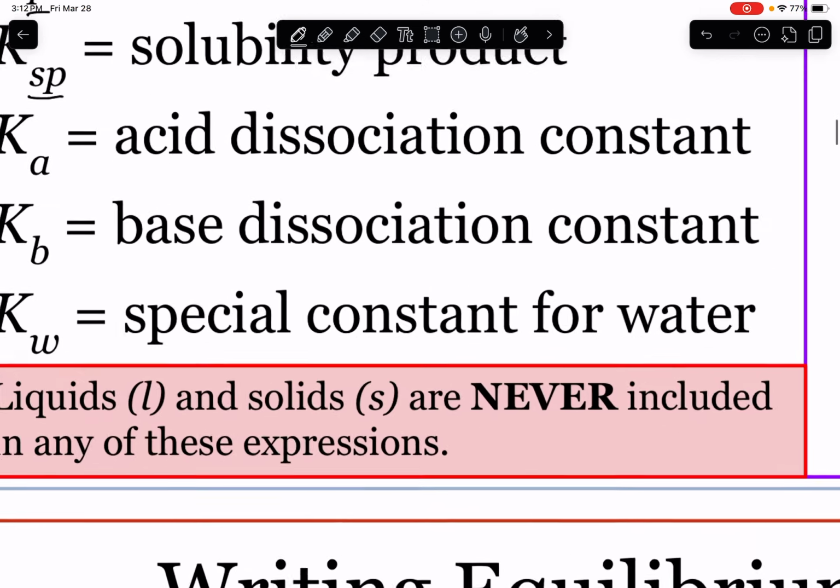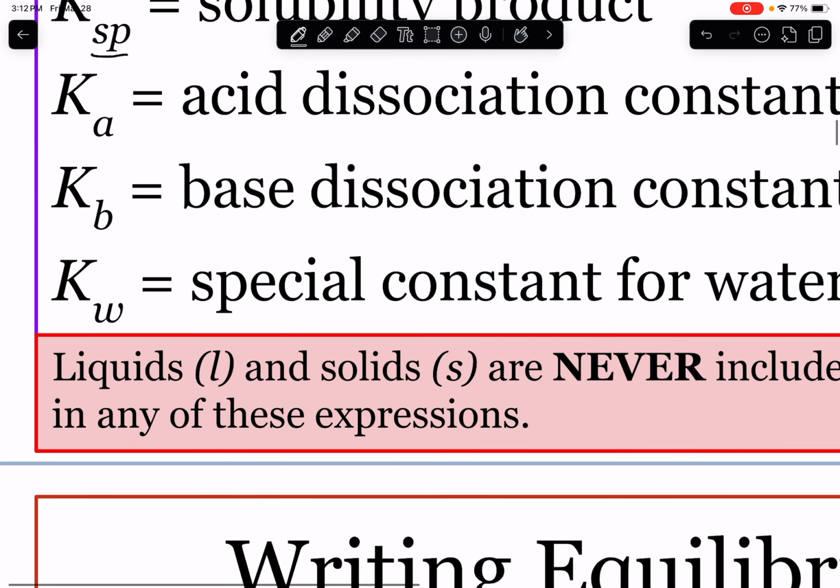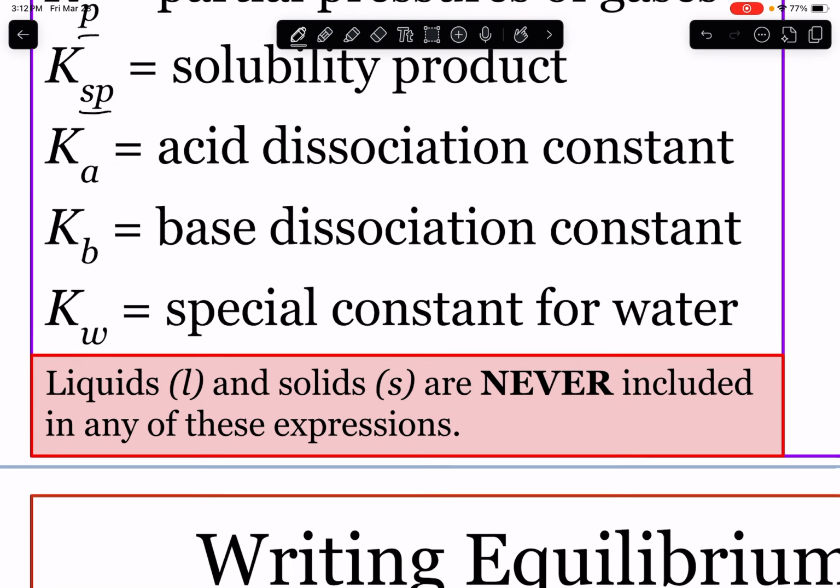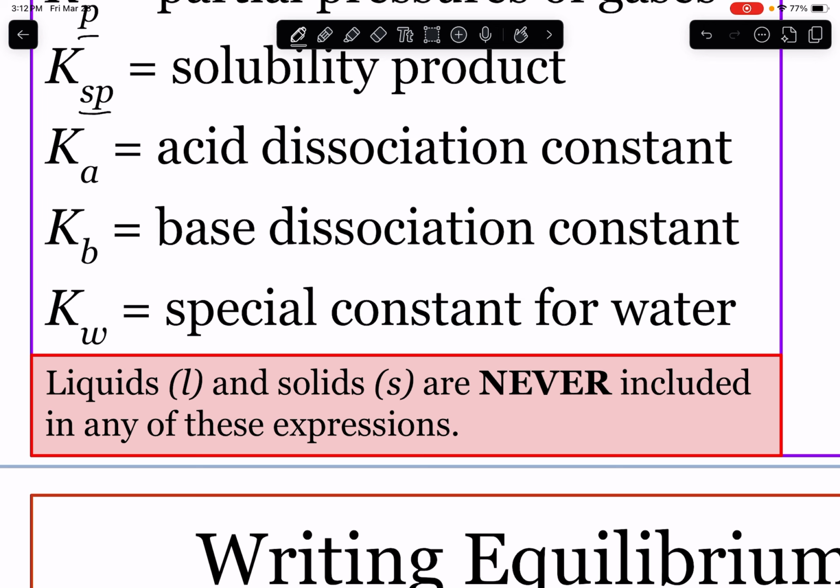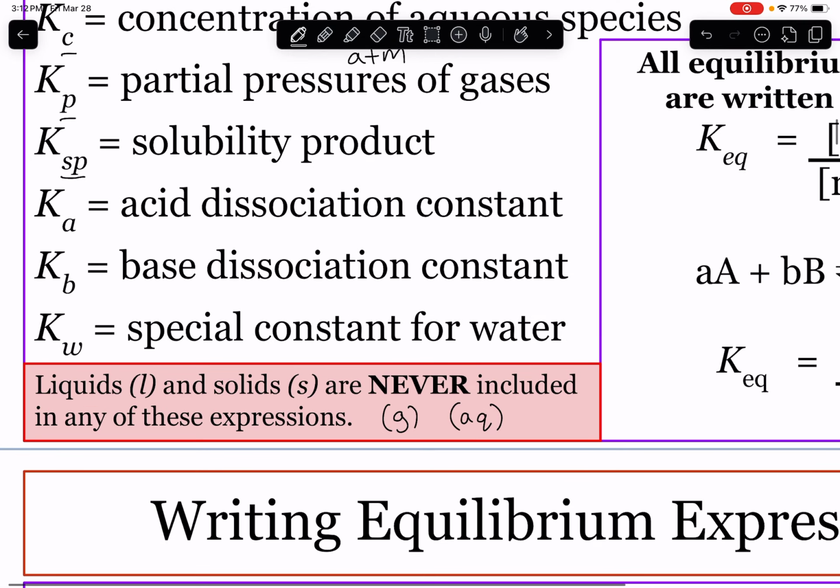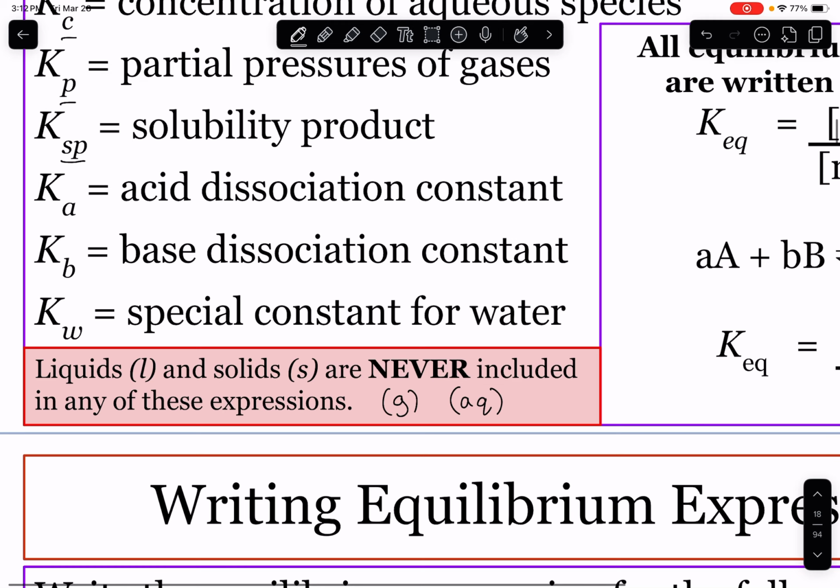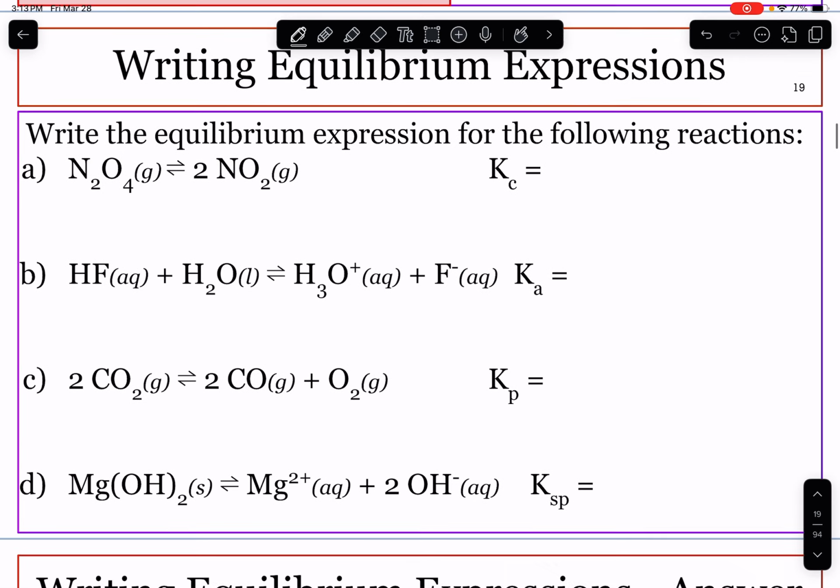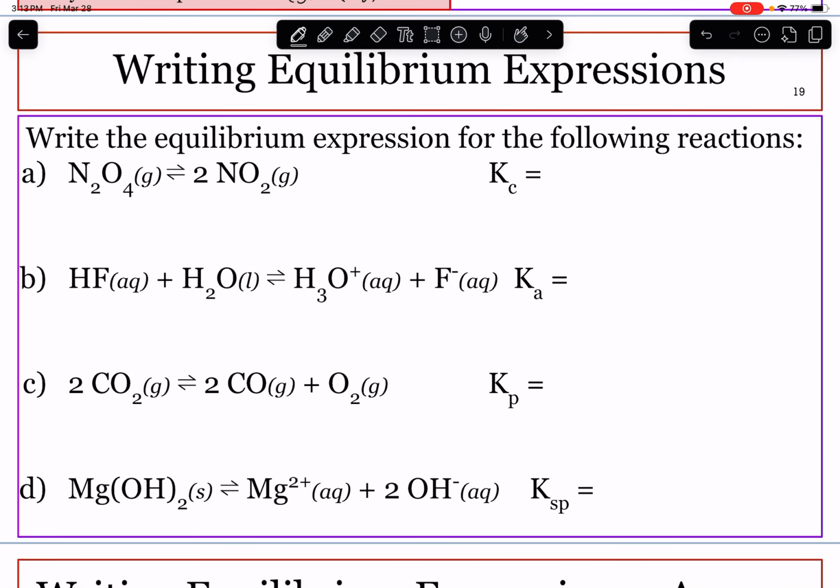Let's look at this red highlighted box here. Liquids and solids are never included in any of these K expressions, only the gases and aqueous. This is very important. So on your notes, you should write this out and then highlight it, underline it, circle it, whatever it takes to help you remember that liquids and solids are never included in any of these expressions, only gases and aqueous.